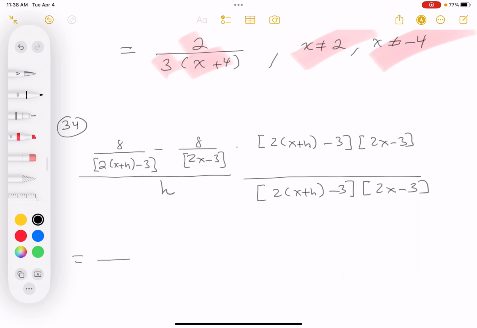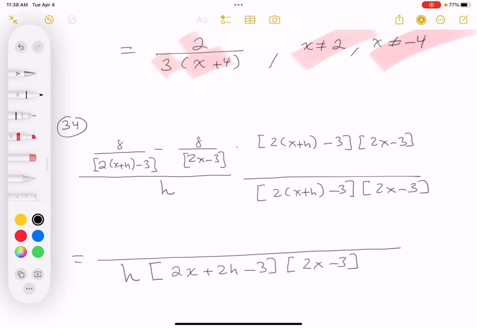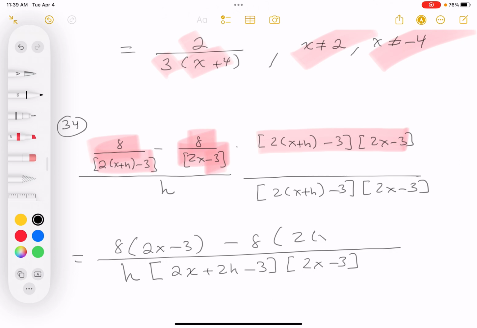Well, let's see if we can do it. The bottom's relatively simple. You get h, you're not going to multiply it out. You get 2x plus 2h minus 3, and you get 2x minus 3 over here. Let's do the top. And what's nice about the top is you're taking this thing here and distributing across these two terms over here. But there are cancellations, by the way. And what are you going to see? You're going to get an 8. You're going to get a 2x minus 3 because the other factor disappears. Then you get minus 8. The 2x minus 3 is going to disappear, and then you get that awful looking guy.